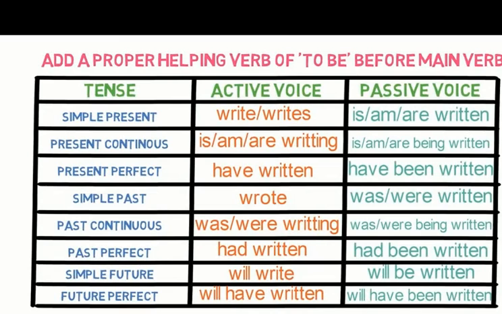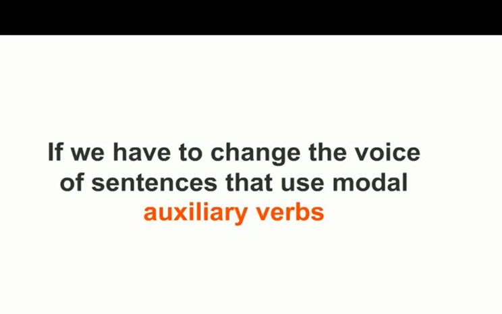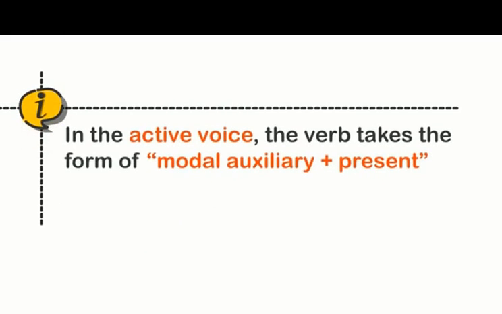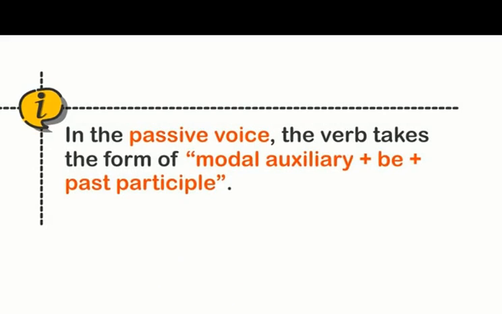So these are the 8 ways in which you can convert from active voice to passive voice. Now, if we have to change the voice of a sentence that uses modal auxiliary verbs, how do we do it? Let us see. In the active voice, the verb takes the form of modal auxiliary verb plus present form. In the passive voice, the verb takes the form of modal auxiliary verb plus be plus past participle verb. Let us discuss with an example.